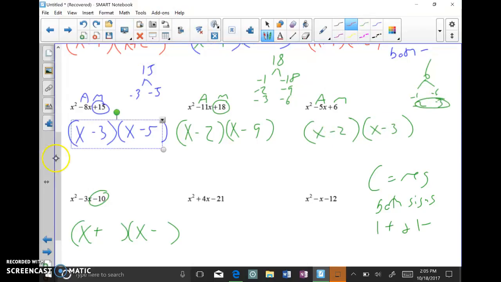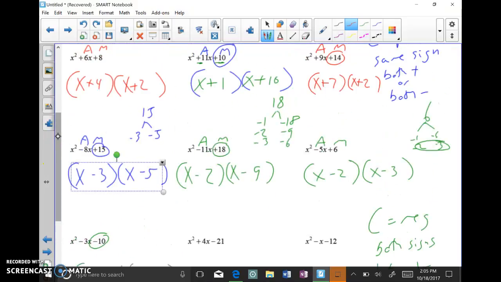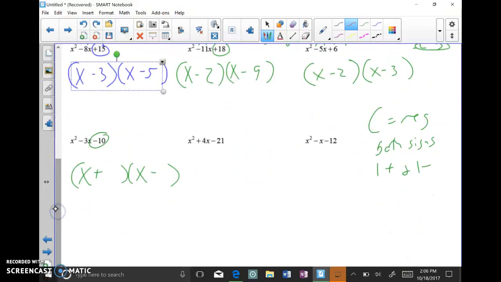Remember, you're welcome at any point to pause the video. Once you think you got it, pause it. Try them yourself. Do the work in pencil or on a separate sheet of paper, and then play the video and see if you got them right.